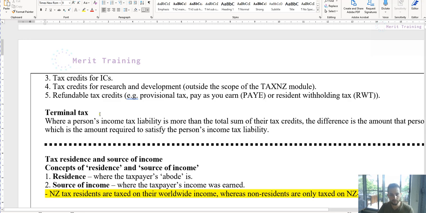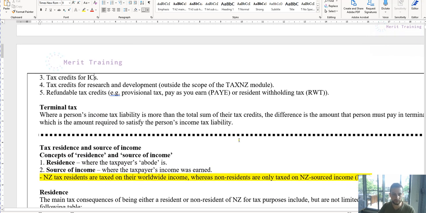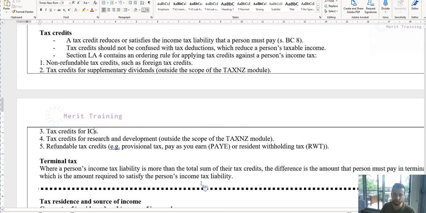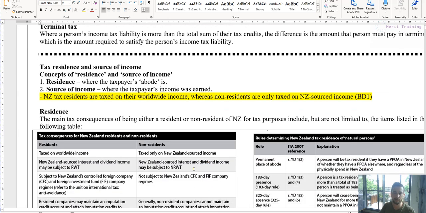So not a bad system. Australia's got something very similar as well. Quite a few countries have that. And then, of course, terminal tax is basically the difference between your income tax liability and the amount of credits you have. And it's basically the top-up amount that you actually have to pay to the government.